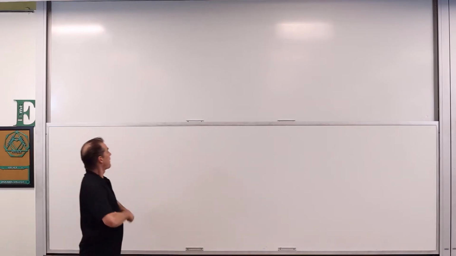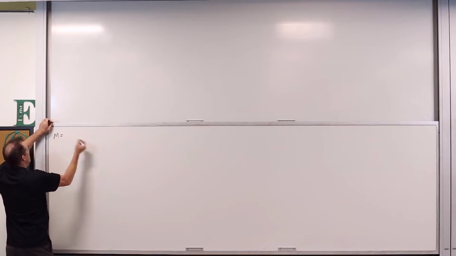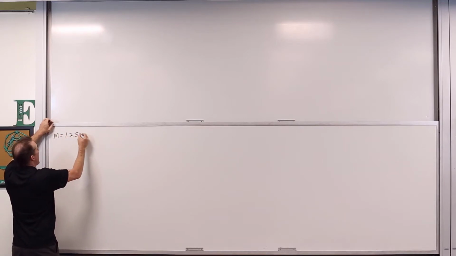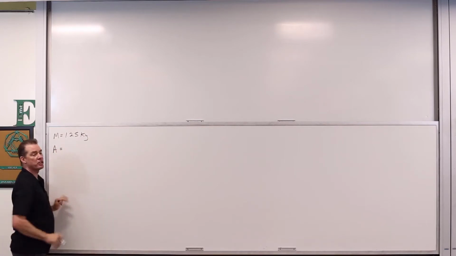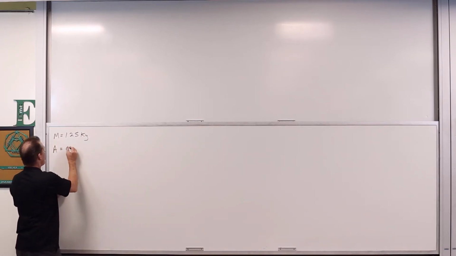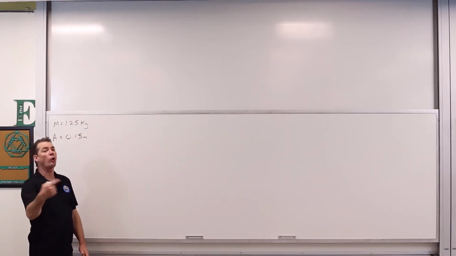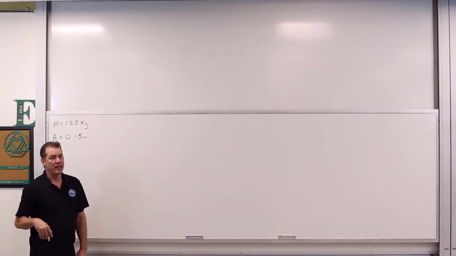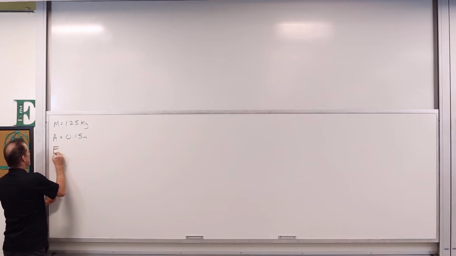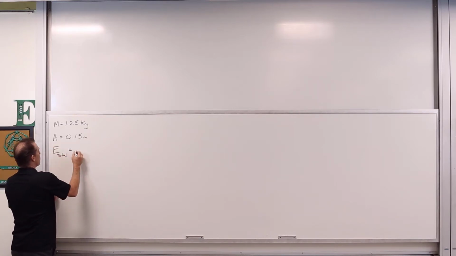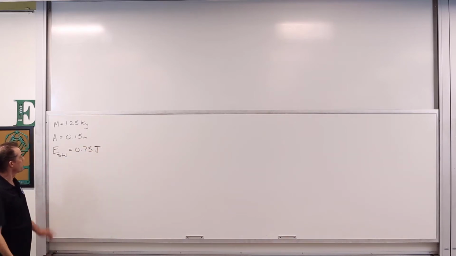All right, so we've got ourselves a mass spring system, and we're told that the mass attached to this spring is equal to 1.25 kilograms. We're told that the amplitude of the oscillations is 15 centimeters, so we'll just call that 0.15 meters. And we're also told that the total energy of the system is 0.75 joules. So E total is equal to 0.75 joules. So this is what we've got to go with.